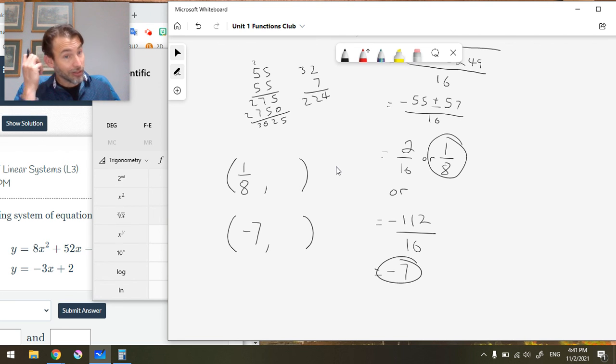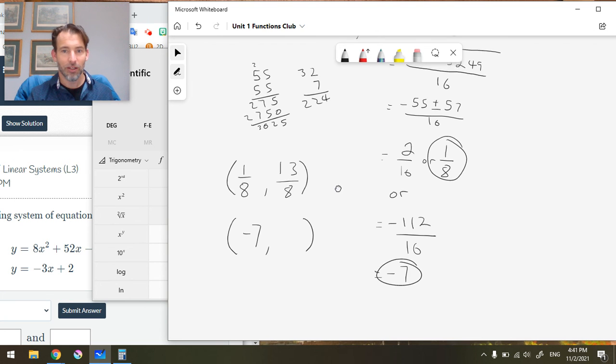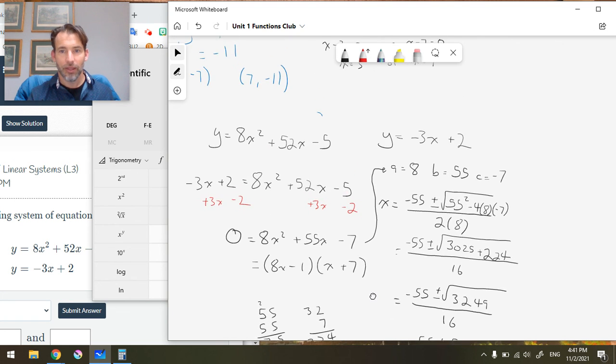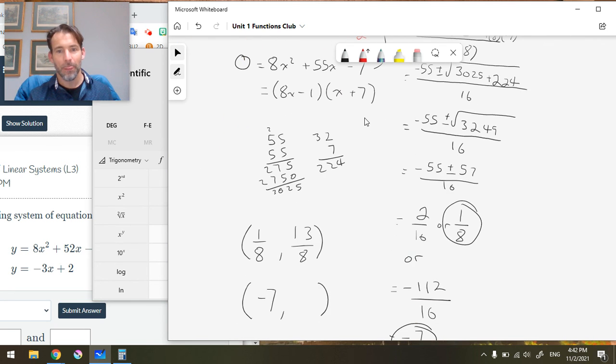That's 13/8. Someone who created this likes Fibonacci numbers. This is beautiful. 13 is Fibonacci, 55 is Fibonacci. It's pretty. Okay, 13/8. And then negative 7: negative 3 times negative 7 is positive 21, another Fibonacci. Isn't that beautiful? Plus 2 is 23. So here are the two intercepts.